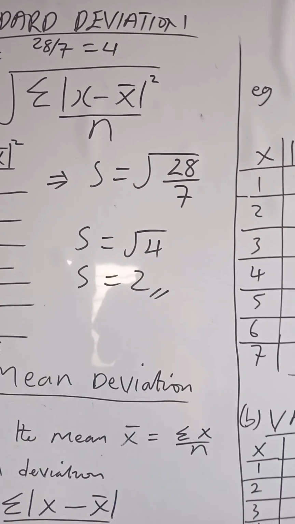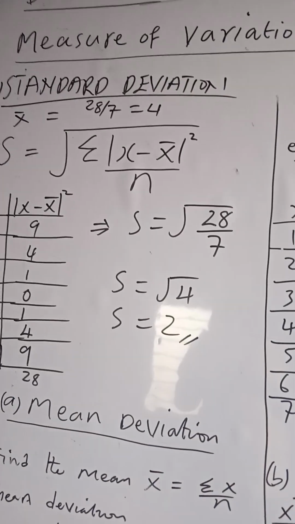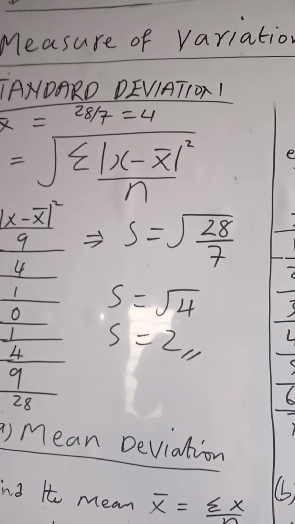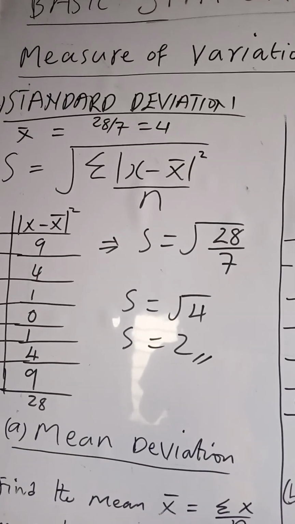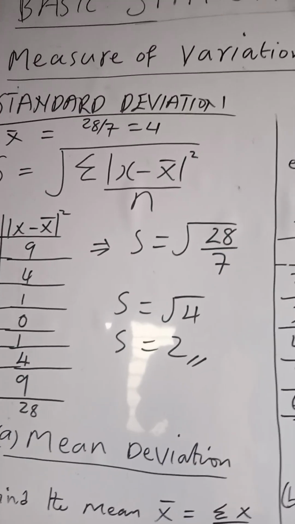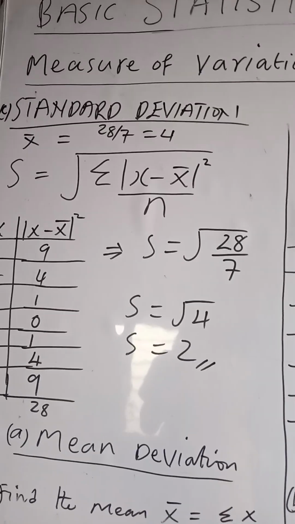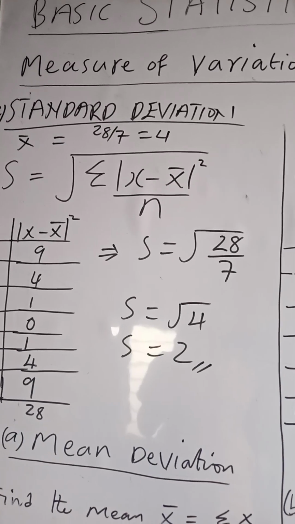This is what we call the measure of variation, and this one is non-positional. Our next one will be looking at the positional variations, where we will be looking at the range, the interquartile range, the quartile deviation, and other things.